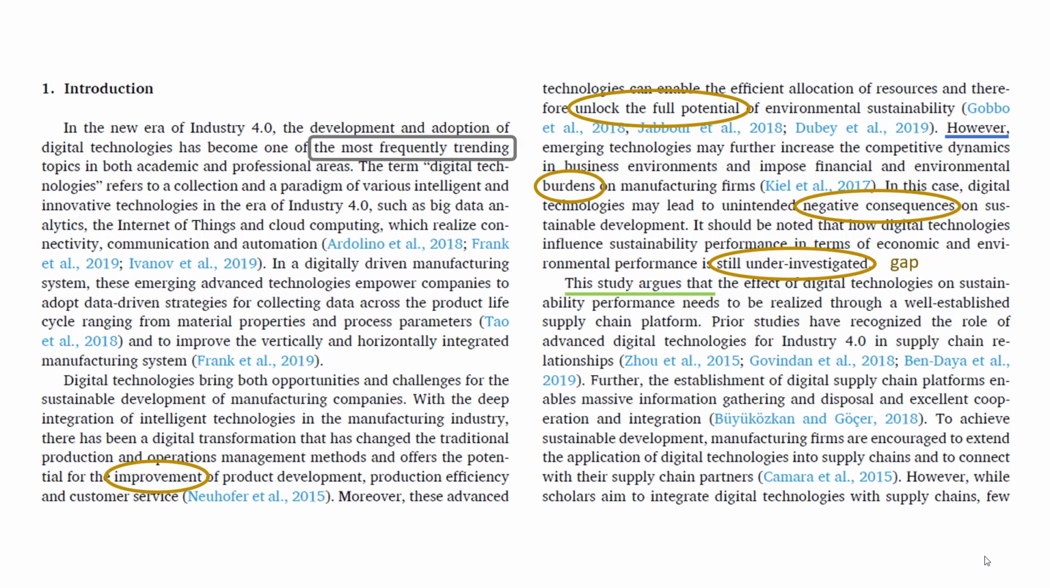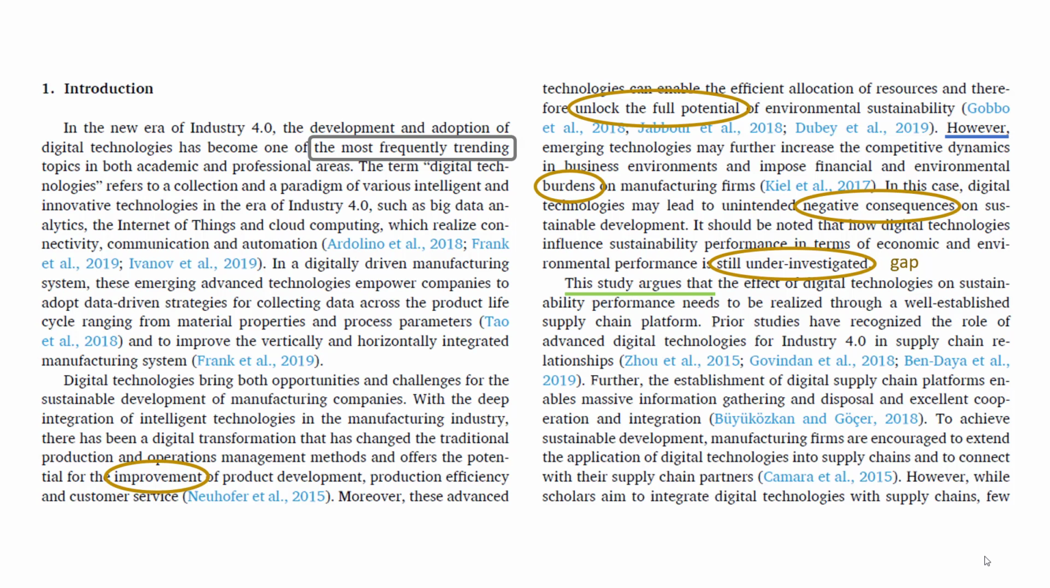Right? The next sentence here immediately refers to this study. So we've already, in just a couple of paragraphs, immediately hit the author's study. And this study is going to look at the effects of this technology on sustainability performance. And they actually have their thesis here where it's saying that it needs to be realized through a well-established supply chain platform. So this was really quick. We went from this is an important topic to it has the potential to really be beneficial. However, it could create burdens and have negative consequences. And this is not yet completely investigated. And so immediately we're here at the thesis statement.